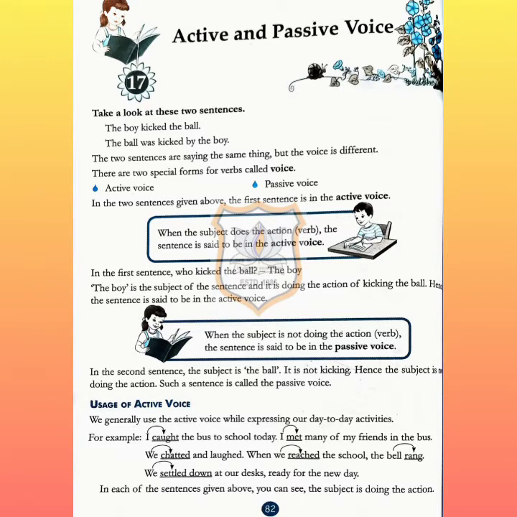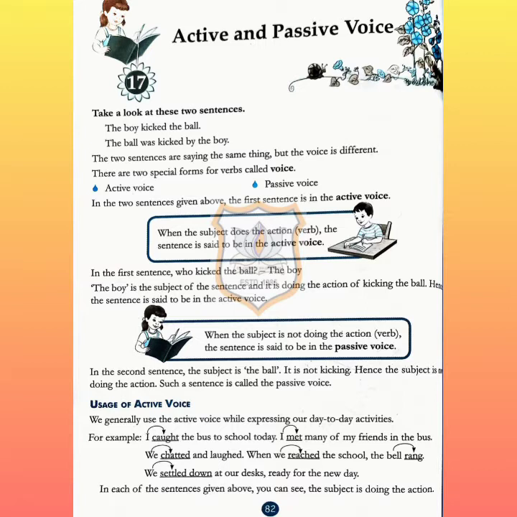Dear children, today we shall start with our new topic, chapter number 17 of English grammar, active voice and passive voice. So look here, there are two sentences given. The boy kicked the ball. The ball was kicked by the boy. The two sentences are saying the same thing, but the voice is different. You can see here in both the sentences what is the difference.